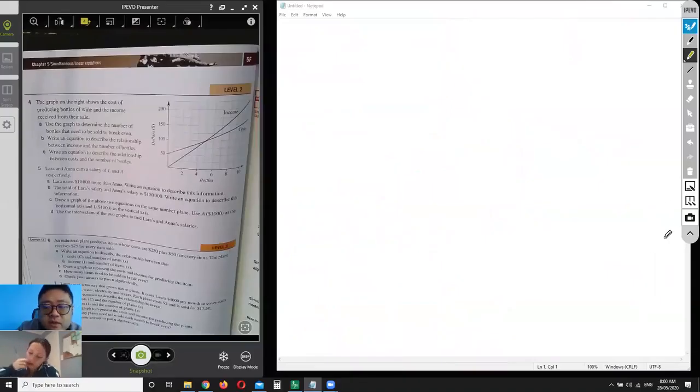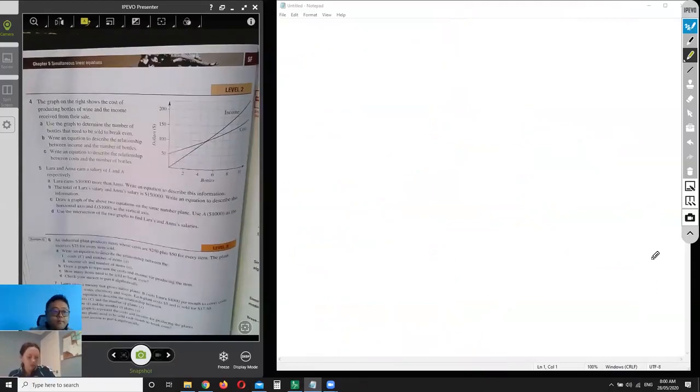And this should be fairly straightforward. I don't think you'll find this too hard. So use the graph to determine the break even. Okay, how many bottles? 5? Yes. How did you get 5? Because it's basically where the lines intersect. Yeah. It's just there, right?